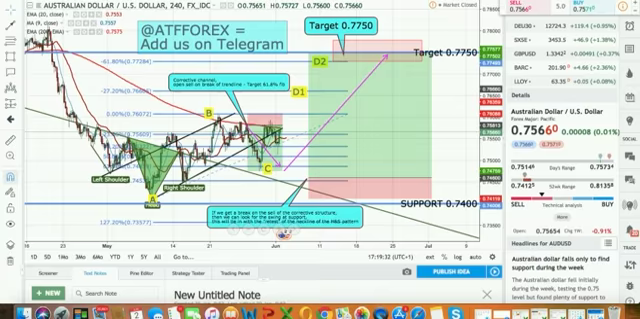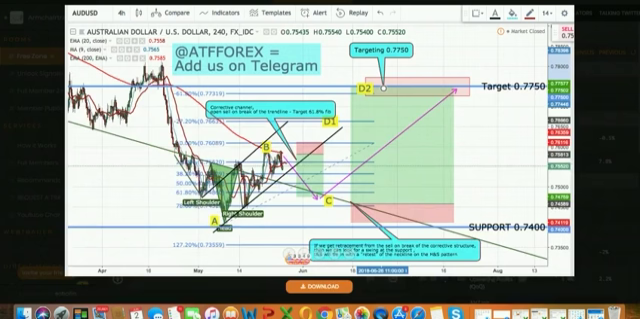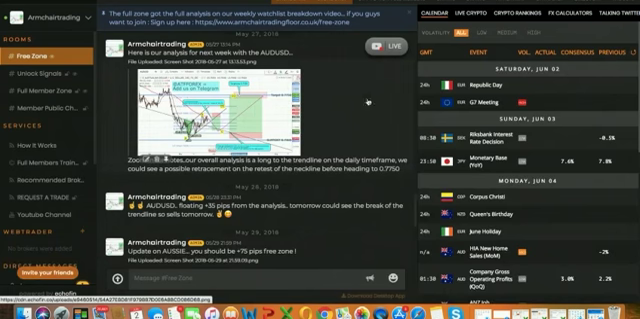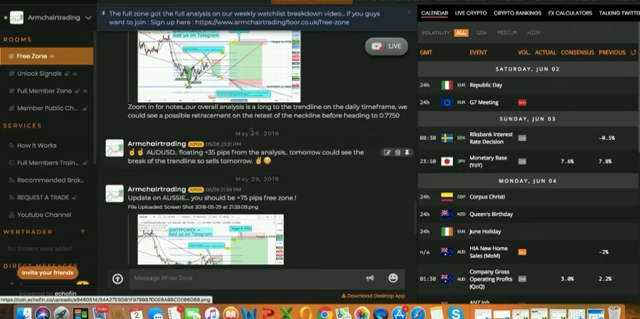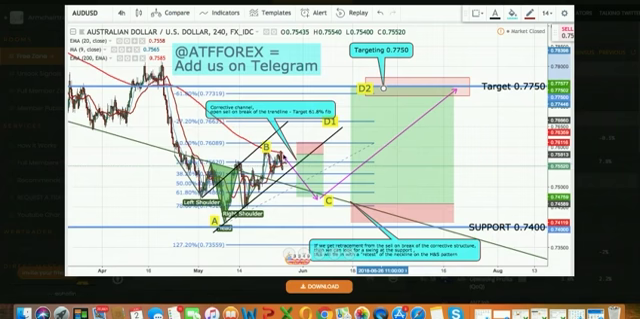So if I go into the current Aussie chart right now, let's see how this particular trade played out. So we ended up being a few pips in target, heading towards this trend line.